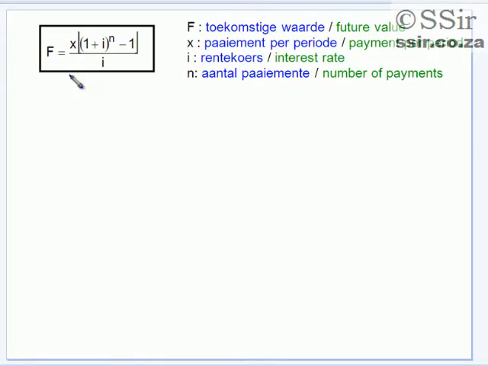This is the formula to calculate the final value of an annuity. F represents the future value of our annuity. In other words, what we will have at some stage in the future. X is the payment per period, and the period can be monthly or quarterly or biannually. I, of course, is the interest rate. We need to write this in decimal form, and N is the number of payments.